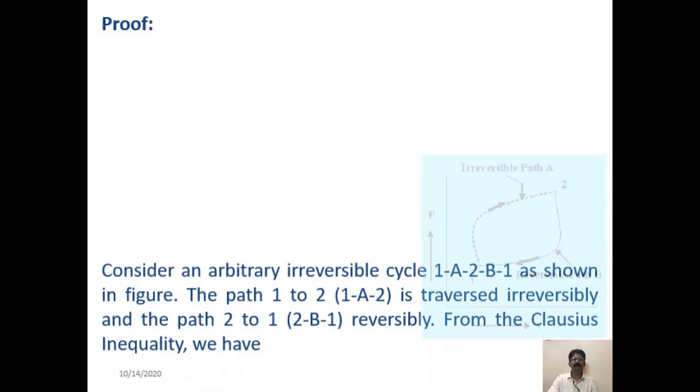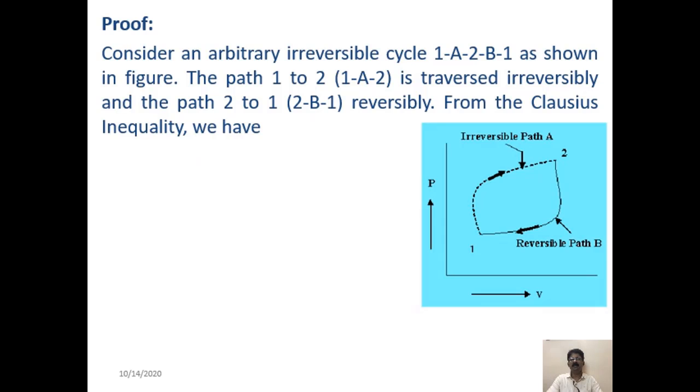Proof. Consider an arbitrary irreversible cycle 1a2b1. You can see here, this is path A, and this is path B. So 1a2 is the forward path, 2b1 is the reverse path, and the cycle is 1a2b1. The path 1a2 is traversed irreversibly. Here 1a2 is an irreversible process, whereas 2b1 is a reversible process. That you have to understand. So you have to take one of the paths as irreversible, which is shown by the dotted curve, whereas the reversible path is shown by the continuous curve.